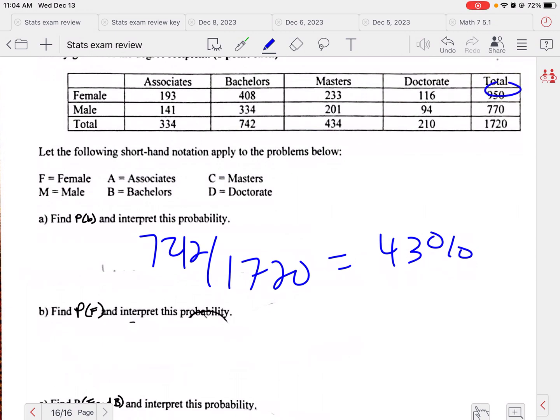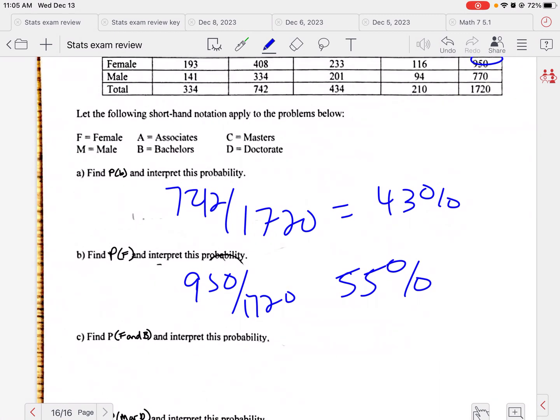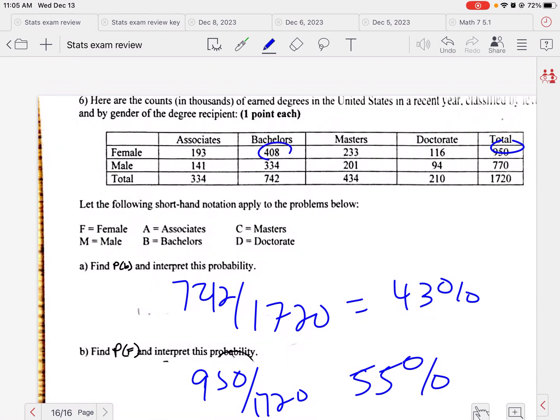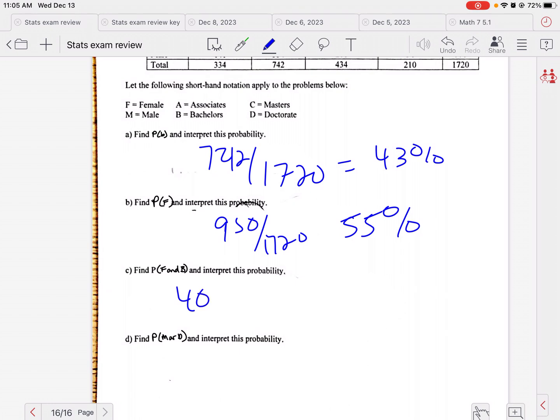Probability of being a female is 950 out of 1,720. 950 divided by 1720 is going to give us a whopping 55%. F and B, so that means both have to be true. That's 408 students out of 1720. So 408 divided by 1720 is going to give me a whopping 24%.